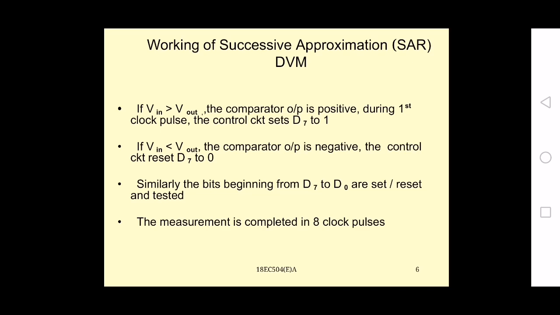unknown input to whatever output is coming from the digital to analog converter, the analog output voltage, that is Vout. So that is the working principle of the successive approximation register, as I already gave the example of taking the balance and checking 100 kg with 110 kg.